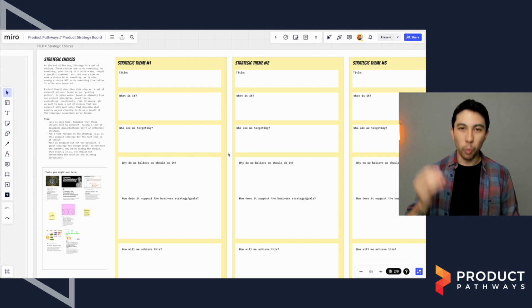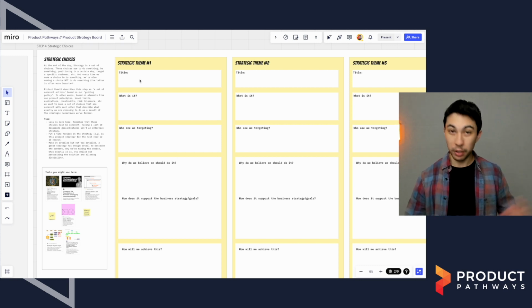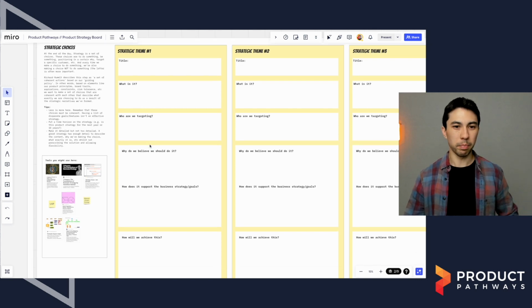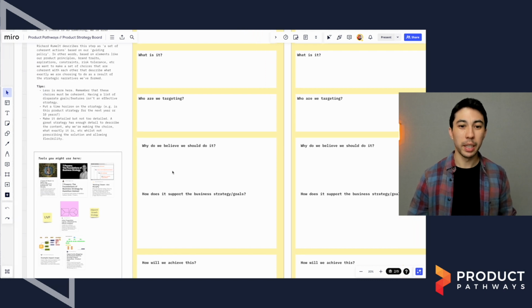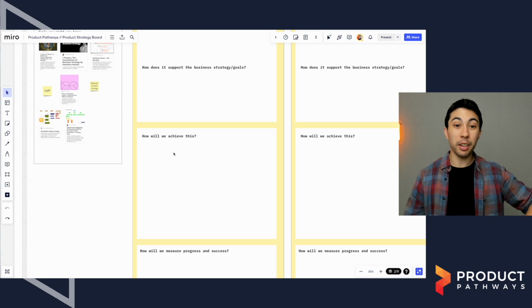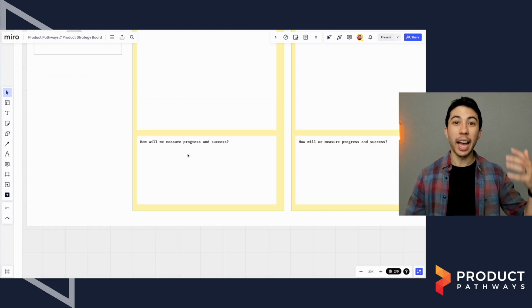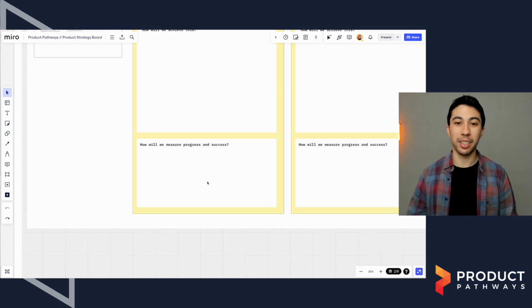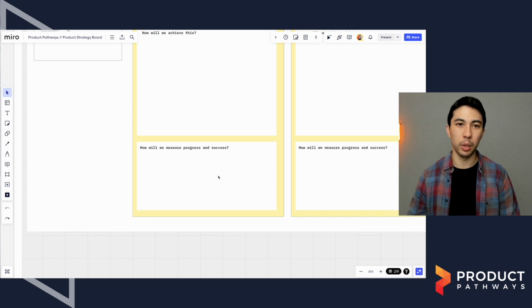But the idea is, what is that choice you're making? Give it a title. What is it? Who are we targeting with it? Why do we believe we should do it? How does it support our business strategy and our goals? Some further details on how we will achieve this and how we're going to measure progress and success. And you can use OKRs there as well.